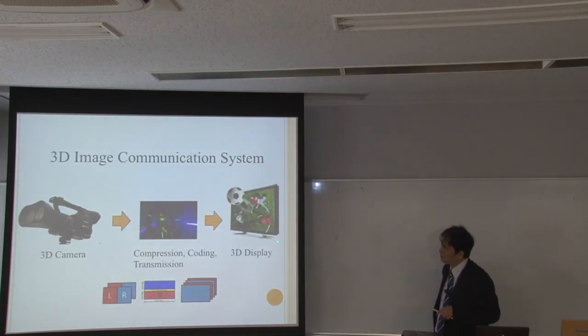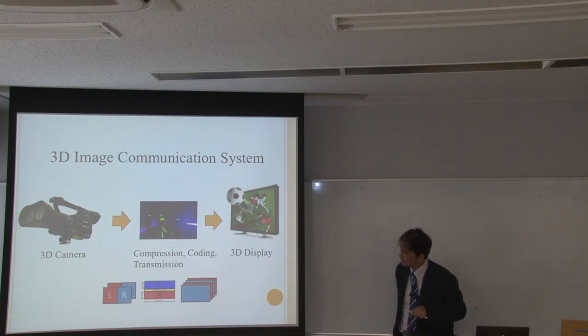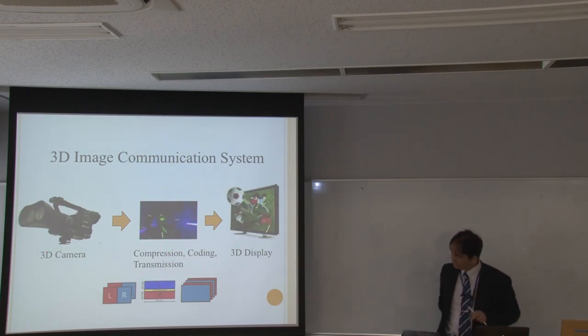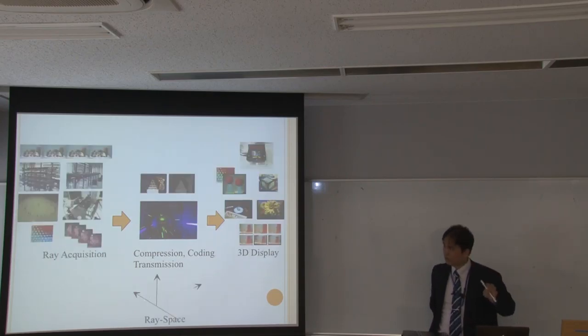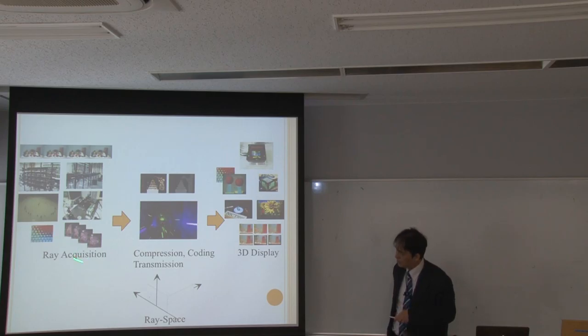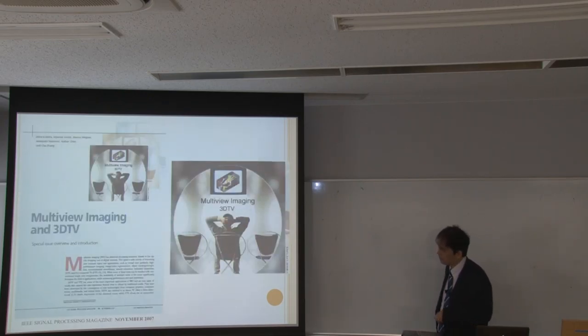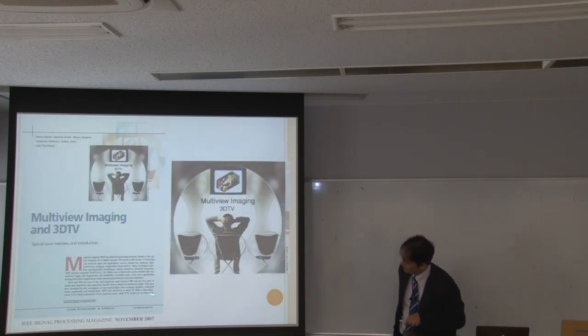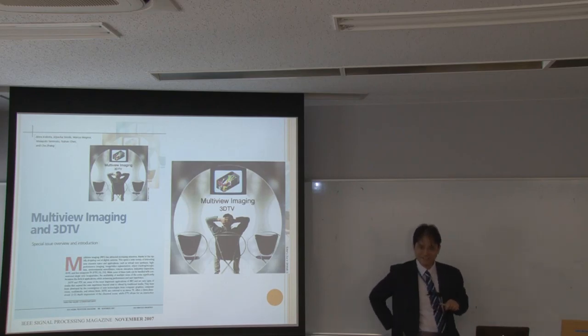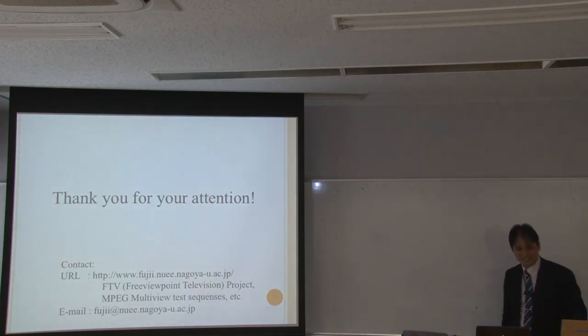Okay, so today's topic starts from this 3D capture, communication, and 3D display. But we introduced the ray space concept. So 3D image acquisition is how to capture ray space, okay? How to transmit, how to store ray space, and then how to display on a 3D display. Okay, this ray space centered 3D communication is proposed in this talk. And this is a figure from IEEE Signal Processing Magazine, a top level magazine. And what this man is seeing is ray space here. Okay, thank you very much.